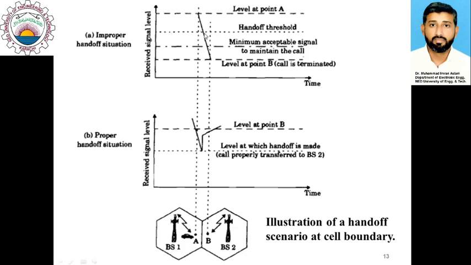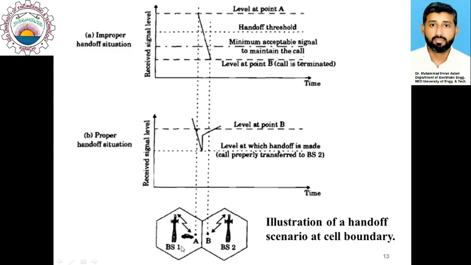the power level keeps on dropping. Eventually it ends up at some point which is the minimum acceptable level for the signal for the base station to maintain the call. As soon as the signal level goes below this minimum acceptable signal level, the call is dropped. So the call would be dropped before the handoff is complete. If we have a proper handoff situation, like represented here in figure B, what happens?